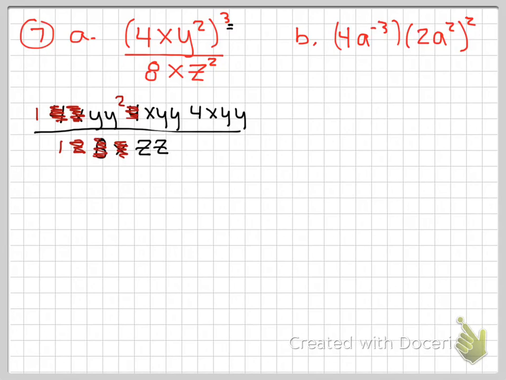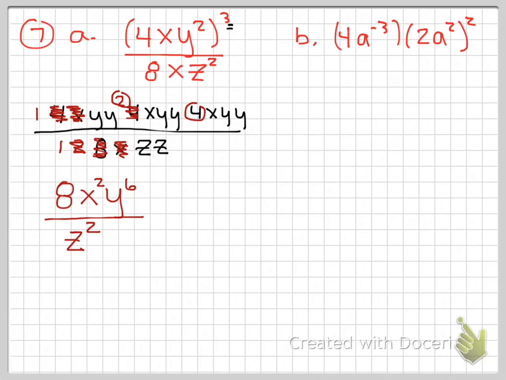So what am I left with? Well, I have a 2 and I have a 4, so that's 8. I have 1, 2, 3, 4, 5, 6 y's, so y to the 6th power. Notice I left some spaces for my x. I have x to the 2nd power. That's all on top of the fraction. On the bottom of the fraction, it looks like I have z to the 2nd power.